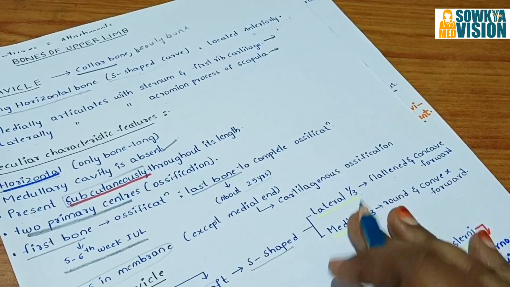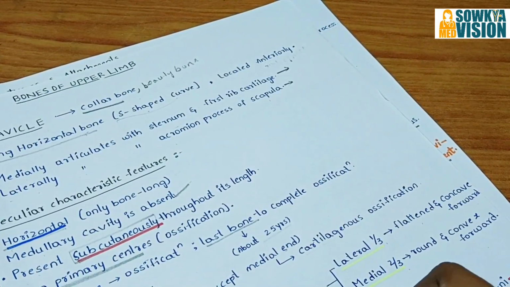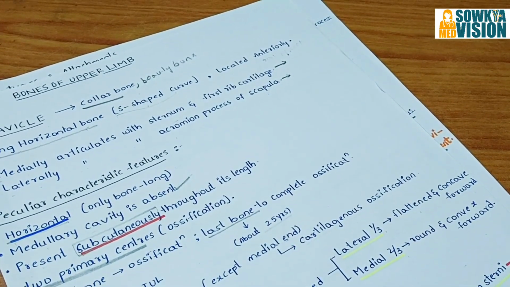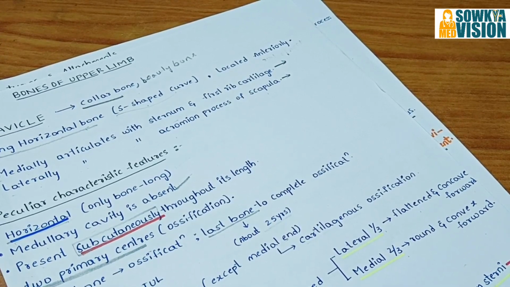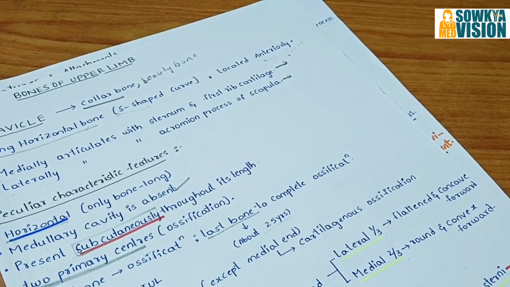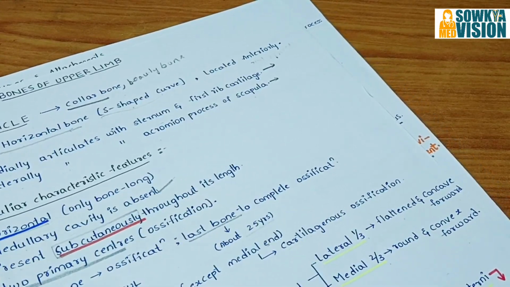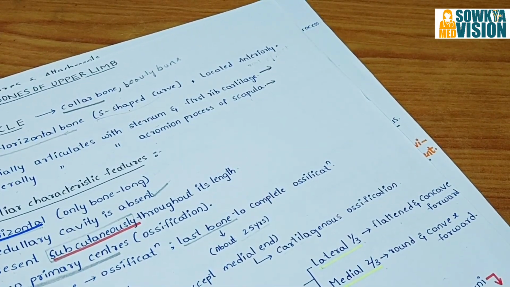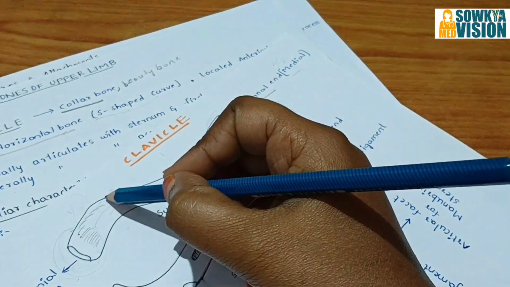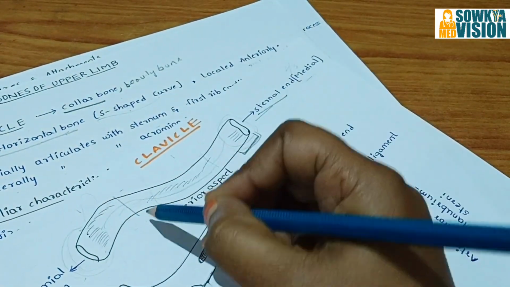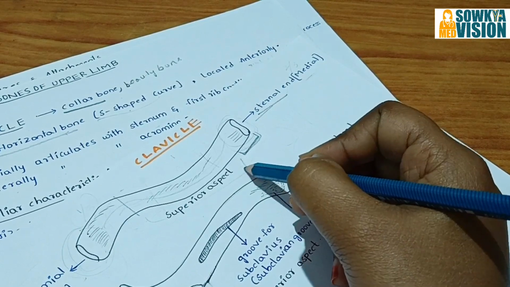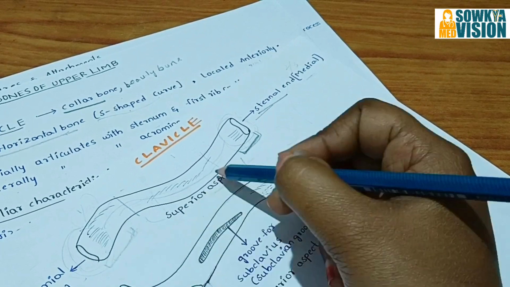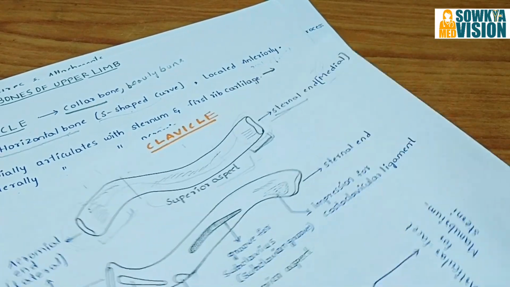Yes. Now, the shaft, which is S-shaped, curved. Which is developed from what? 2 primary centers. Yes, 2 primary centers, which is peculiar in clavicle. It has 2 parts again, the lateral 1/3 and medial 2/3. See, let's divide into 3 parts. This becomes the medial 2/3. This becomes the lateral 1/3. Yes, this is the lateral 1/3. This is the medial 2/3.